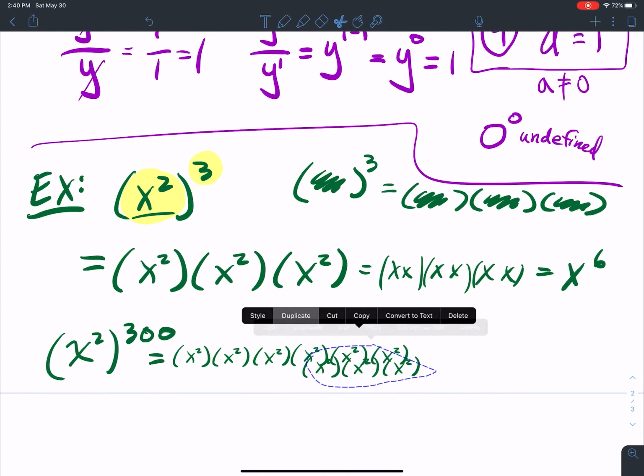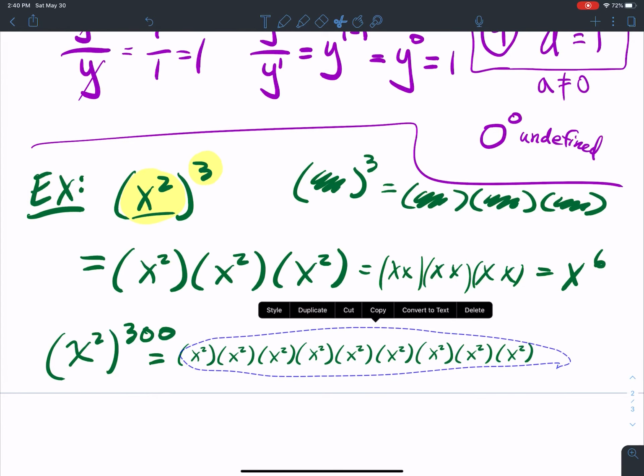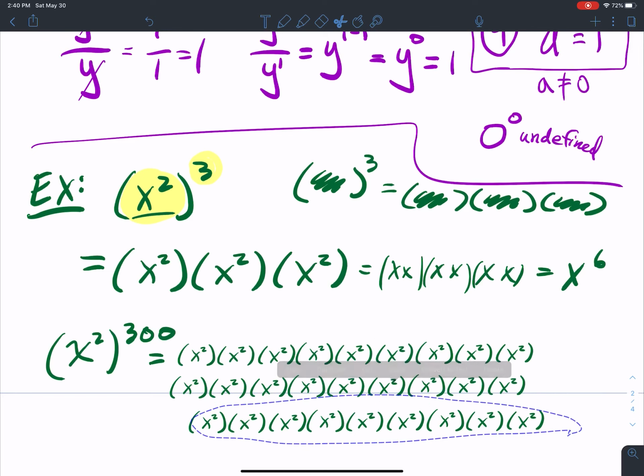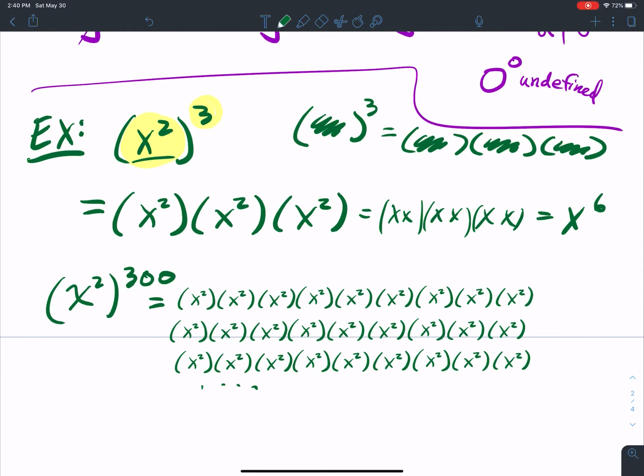Don't have a duplicator. Even if you had a duplicator, look how hard that would be, right? So think about having to do that. I mean, that's insane, right? You don't want to do that. So instead of doing that, we need to come up with a trick that's going to help us.